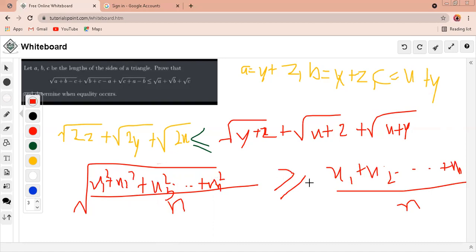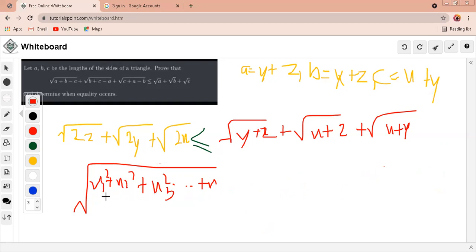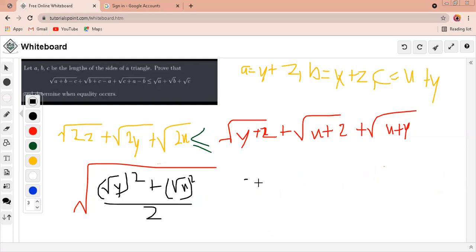So we can do this very simply. That is, we will take n equals 2 at a time. See how I progress. Now what I will do is assume the x1 to be root of y plus root of x whole square over 2 is greater than root of x plus root of y by 2.